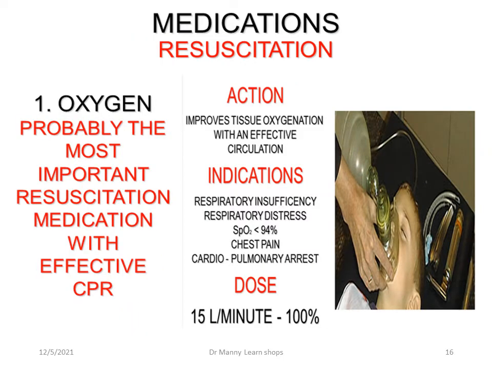Now, resuscitation medications are as follows. Oxygen is probably the most important resuscitation medication with effective CPR. It improves tissue oxygenation when you provide an effective circulation with CPR. The indications are respiratory insufficiency, distress, saturations of less than 94%, chest pain, angina, cardiopulmonary arrest. The dose is always the maximum, 15 litres per minute, which should provide 100% oxygen.